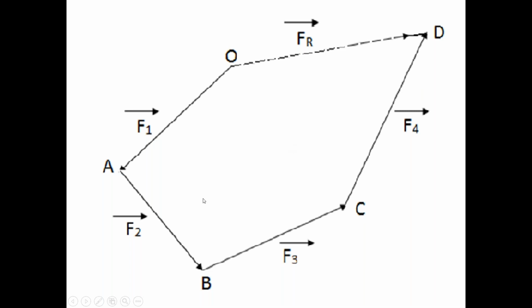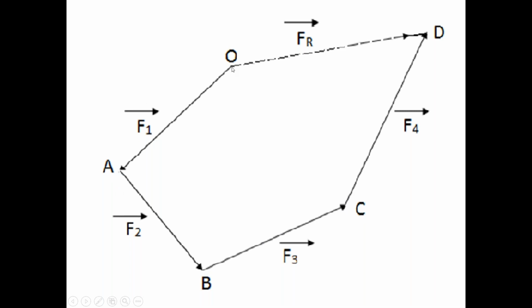So in this diagram, OA is the first side of the polygon representing the force F1. AB is the second side representing the force F2. BC is the third side representing the force F3. CD is the fourth side representing the force F4. Look at the directions on OA, AB, BC and CD. These directions are continued. They are in the same order. All the directions are following one another. That is called in the same order.